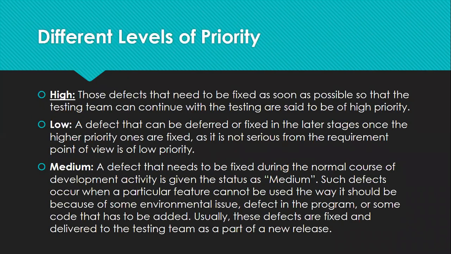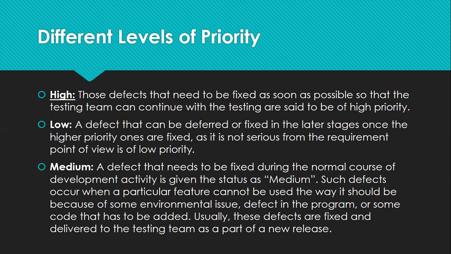As we saw the different levels of severity, similarly we have different levels of priority as well. First it is high, then low, then medium. High defects should be fixed as soon as possible. Those are the blocker defects, blocking the application from working, so those should be fixed on a high priority basis, right? Then comes low. Low means a defect can be fixed in the later stages. Considering the timeline of the release, they are kept on hold and fixed at a later stage.